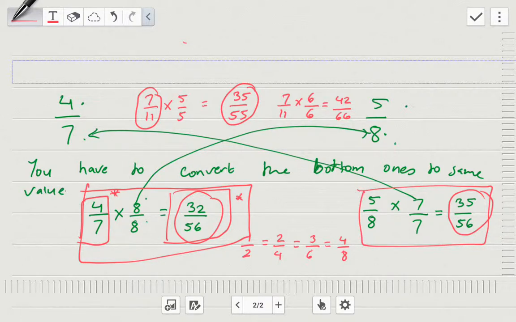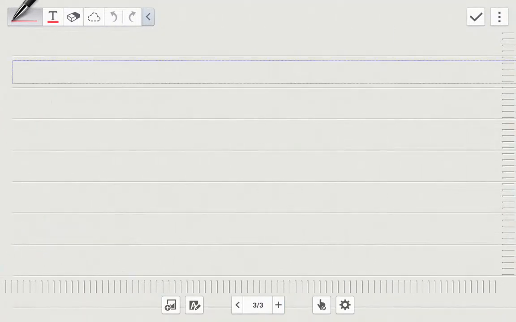That is, here we chose 8, in this case we chose 7. Obviously, this choice was very strategic. To convert 4 by 7, we chose 8. To convert 5 by 8, we chose 7. As I said, this was a very strategic choice, and that is at the heart of understanding fractions.